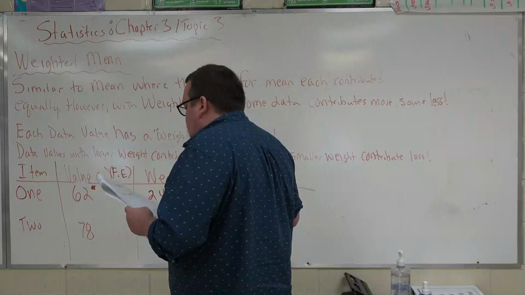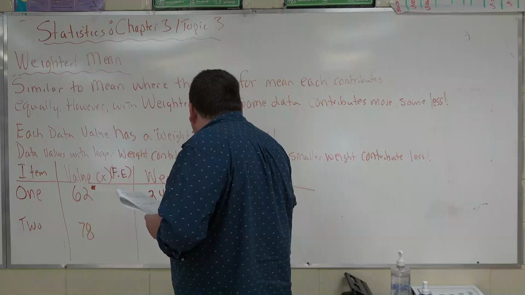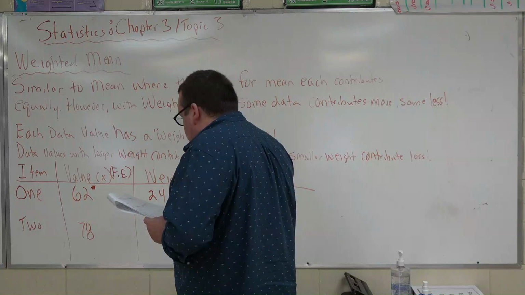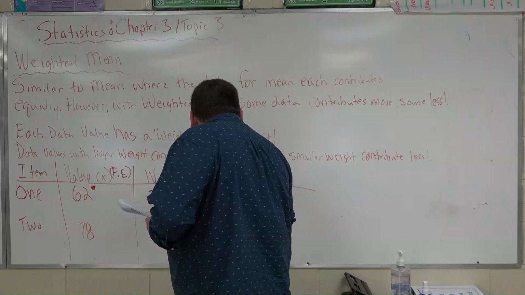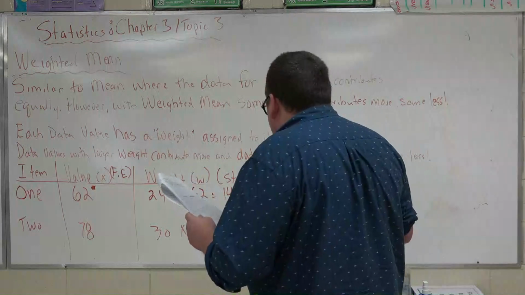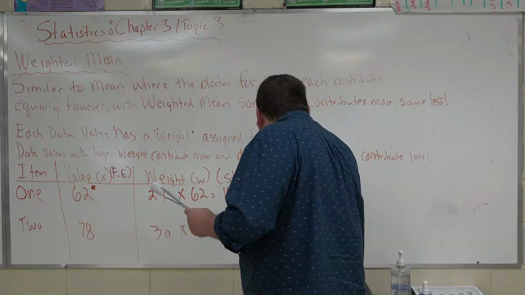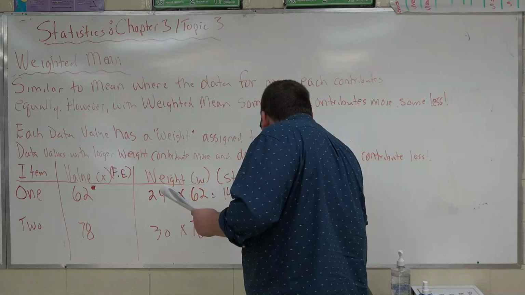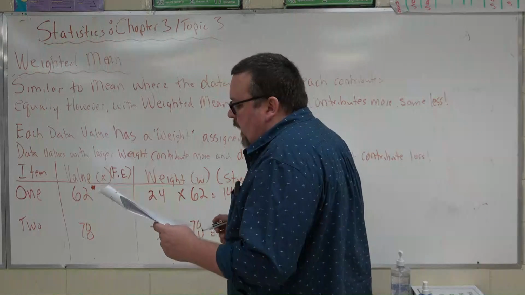So 62 times 24 is 1488. 30 times 78 is 2340. Step number 2, add the two values together. So 1488 plus 2340. That would give you 3,828.